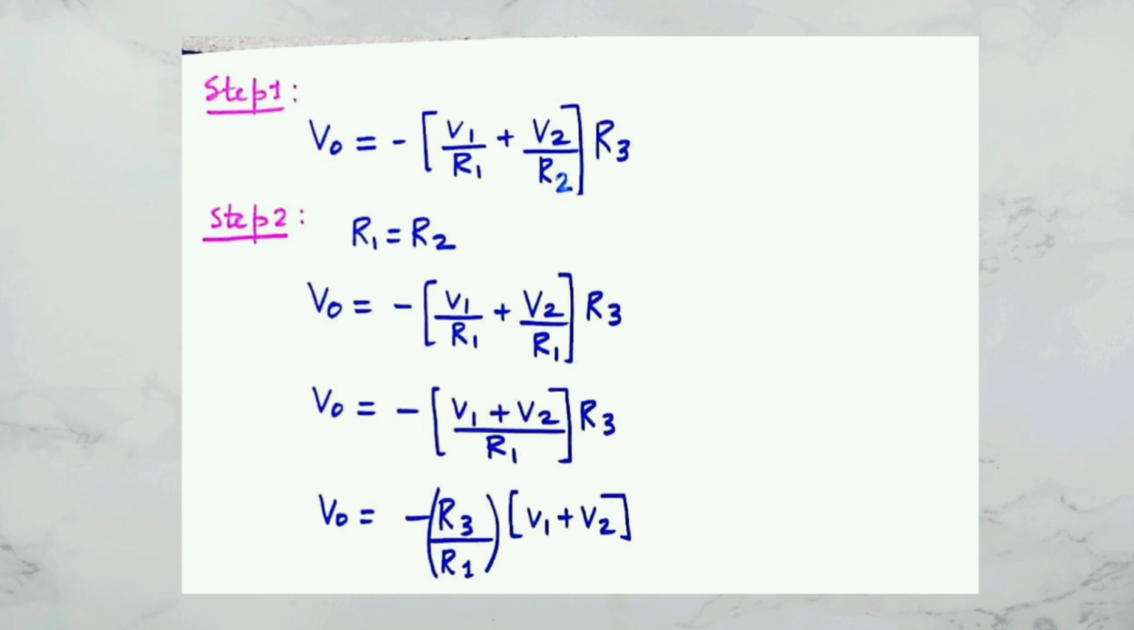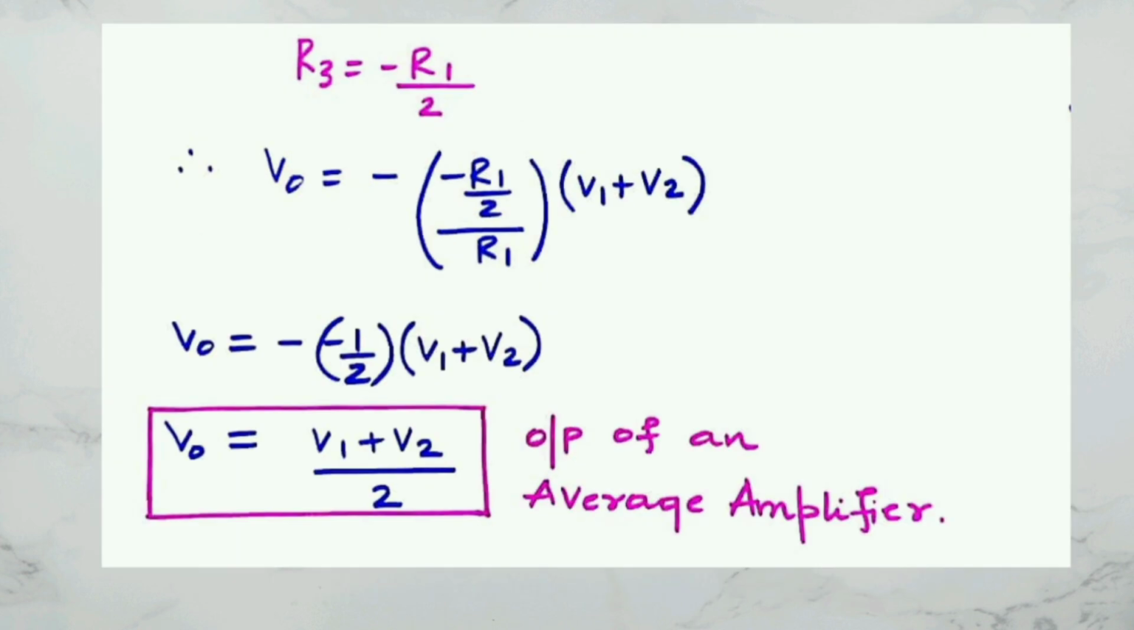Now step number 2, your R1 is equal to R2. By taking that, your V0 will be equal to minus of V1 by R1 plus V2 by R1 into R3. V0 is equal to minus of V1 plus V2, the whole divided by R1, into R3. Now this can be written as V0 is equal to minus R3 by R1 into V1 plus V2. Now R3 is equal to minus R1 by 2.